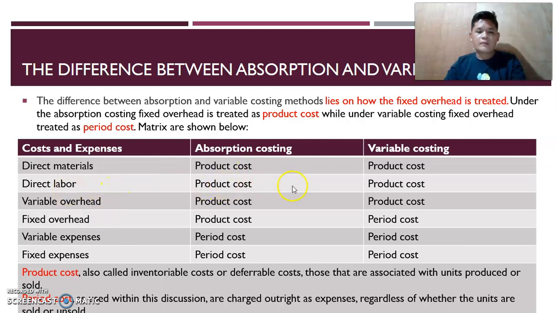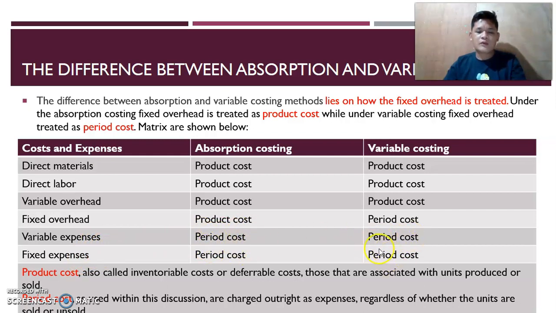Direct labor, ganun pa rin, product cost under absorption costing. At the same time, under variable costing, product cost pa rin siya. Variable overhead, product cost also, in both absorption and variable costing. Fixed overhead. Dito na sila magkaiba class. Under absorption costing, ang fixed overhead is product cost. Pagdating sa variable costing, it is a period cost. Naintindihan? It is a period cost. Variable expenses and fixed expenses, since they are expenses, are period costs.